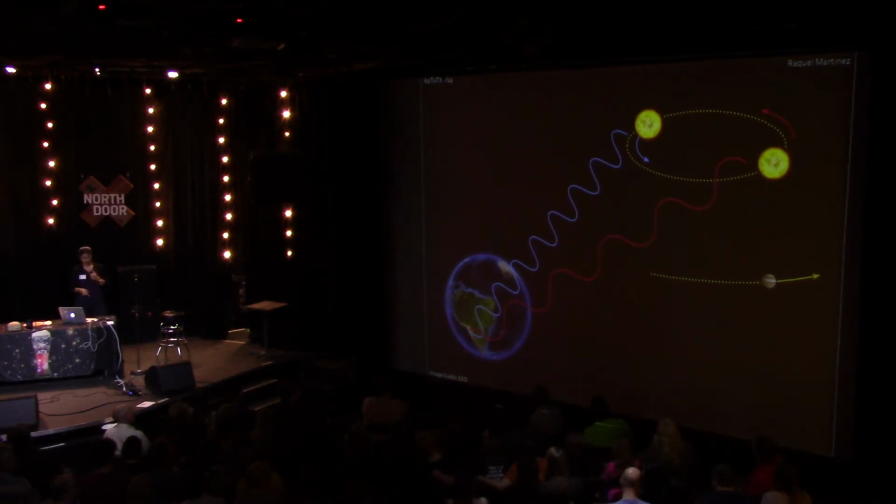And then as the planet goes around in its orbit and its radial motion is towards us, that means that the star's motion is away from us, and so the radiation wavelength is increased and its frequency is lowered, and so we say that this radiation is redshifted.